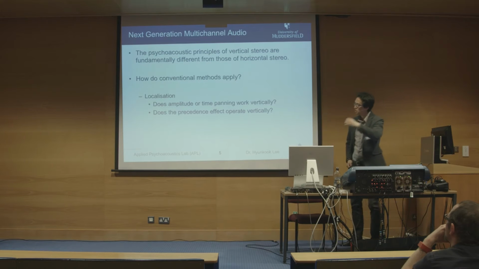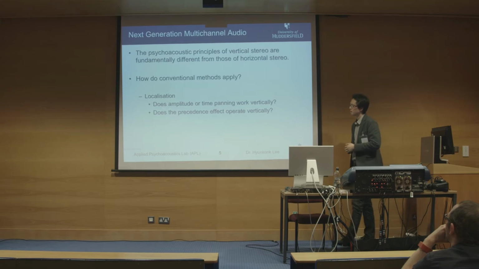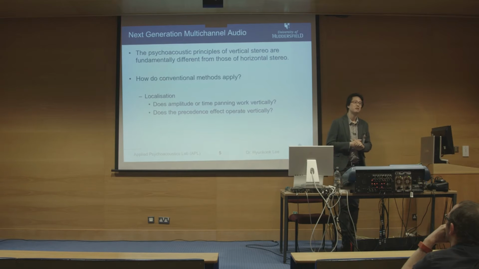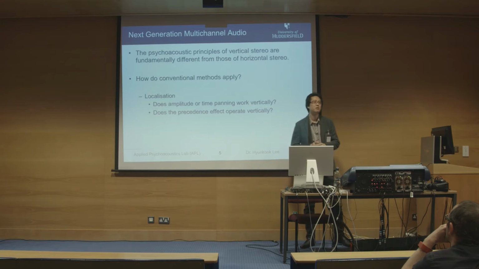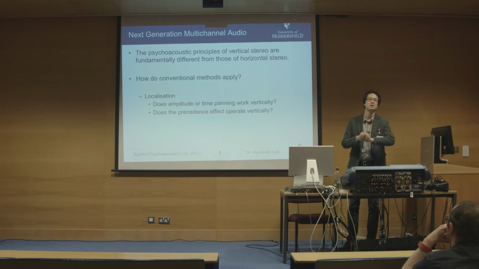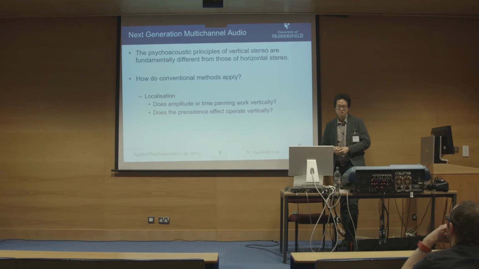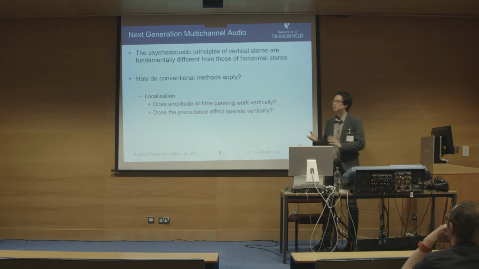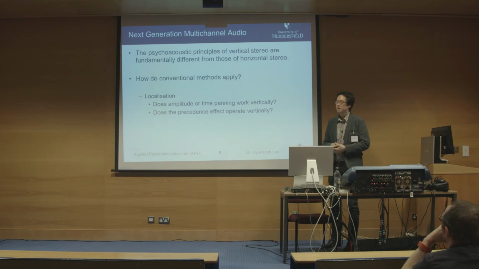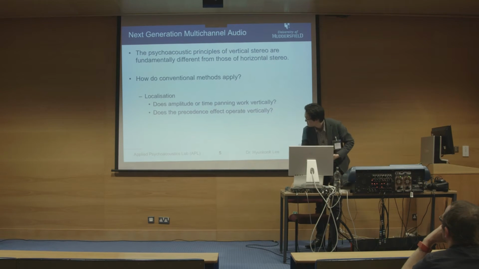When we talk about localization, when we try to apply panning vertically, the question is, does conventional amplitude panning like VBAP work effectively? Or can we use delay panning for vertical stereo? Does the precedence effect operate effectively? The precedence effect, in terms of concert hall acoustics: when you have a reflection with a time delay above 1 millisecond, we don't really perceive the direction of the source from the reflection direction, but we hear it from the direct sound direction, regardless of the level of the reflection. Can that sort of thing work for vertical stereo? I'll come to these points later in my talk.